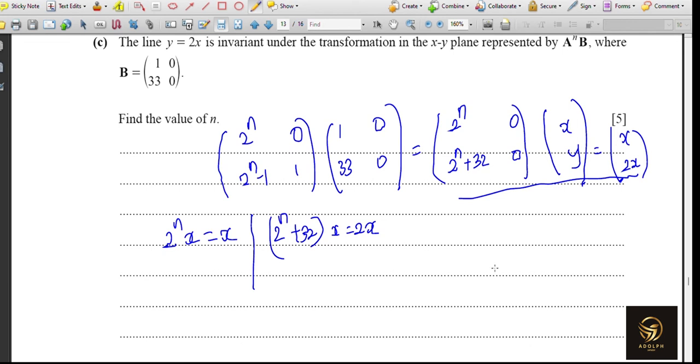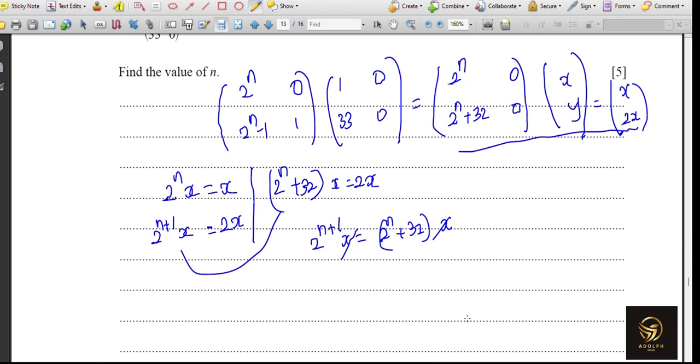So I don't want to cancel x and x on either side, because I have to compare the two equations. The right side is 2x here, so I can make this right hand side 2x by multiplying by 2, so the left hand side will have 2 power n plus 1 into x. Now if I compare these two values, I will be getting 2 power n plus 1 into x equals 2 power n plus 32 into x. Now I can cancel the x, because I don't want to find the value of x. I have to find the value of n.